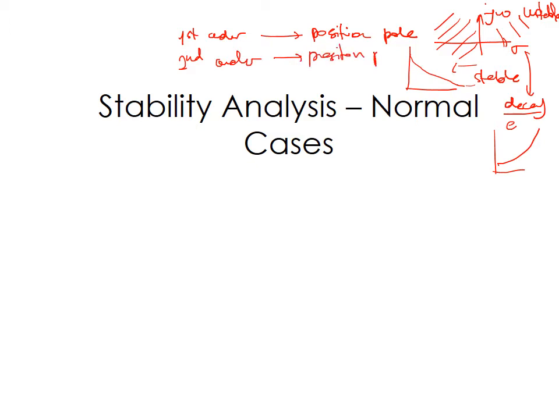And the same case also applies for second order. We can use the position of the poles. If you have both of your poles on the left hand side, you will have the system stable. If it is on the right hand side, then it will be unstable. But you also have another choice, not by looking at the position of the poles, but you can also look at what we call the damping ratio, right?